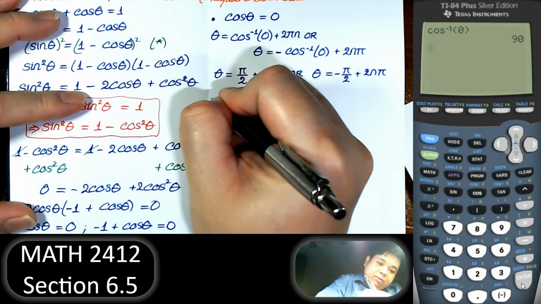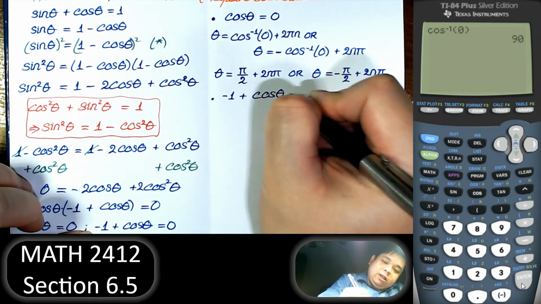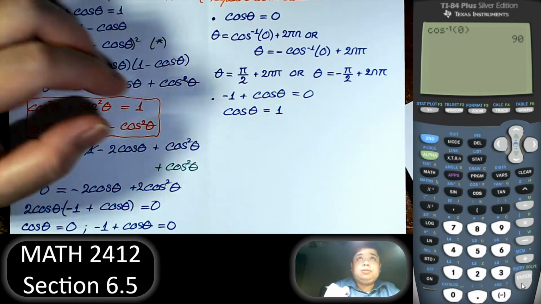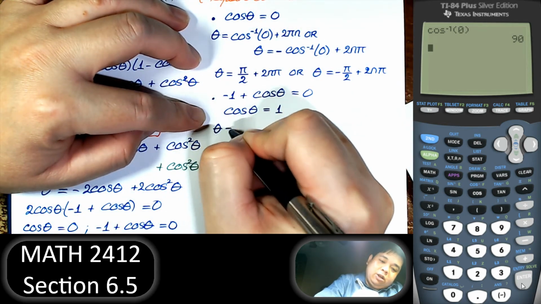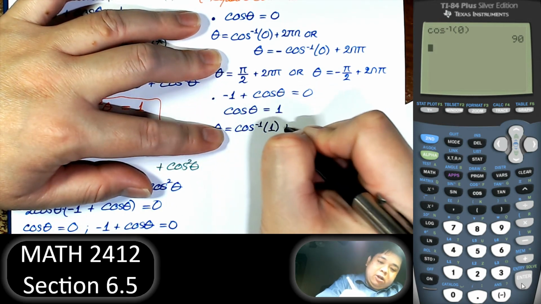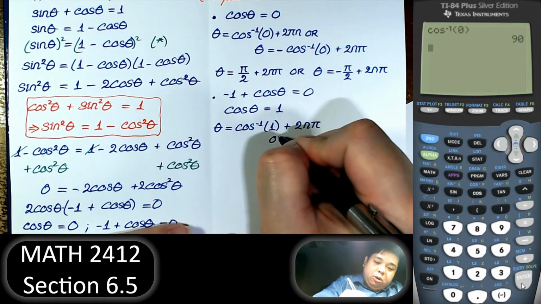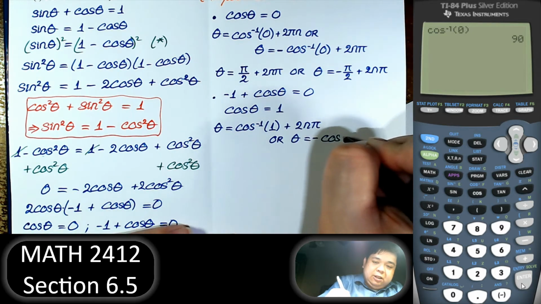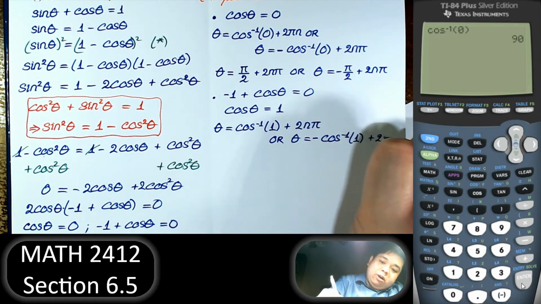Now we go to the others. Negative 1 plus cosine of theta equal to 0, so cosine is equal to 1. Cosine equal to 1, so we have theta equal to cosine inverse of 1 plus 2n pi, or theta equal to negative cosine inverse of 1 plus 2n pi.